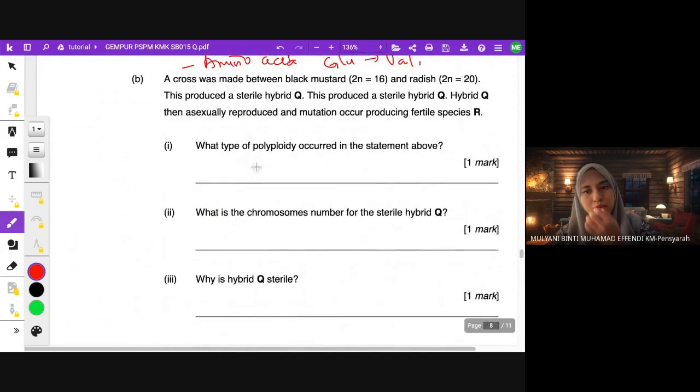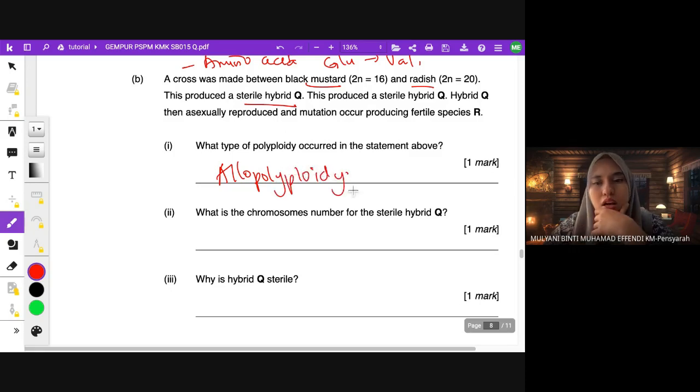So next, what type of ploidy occurred in the statement above? So kamu nampak dia black mustard dengan radish. So dia kata hasilkan anak yang sterile. So mestilah dua-dua itu adalah different species. Jadi dia adalah allopolyploidy.